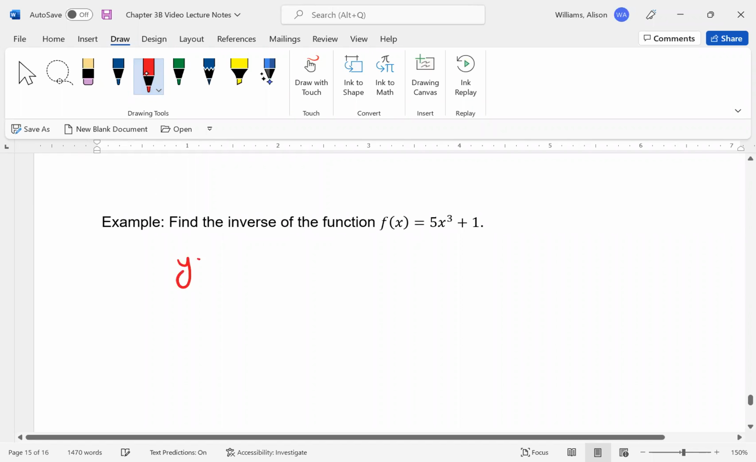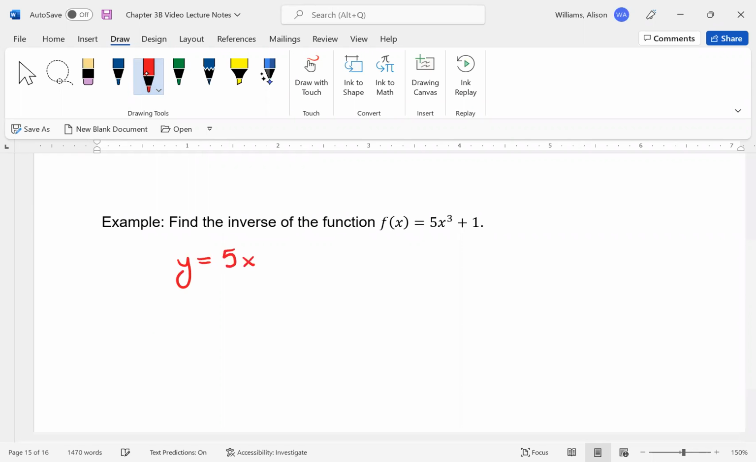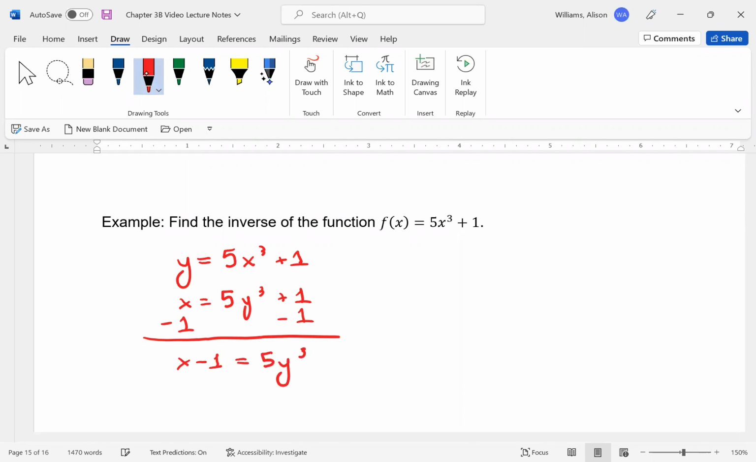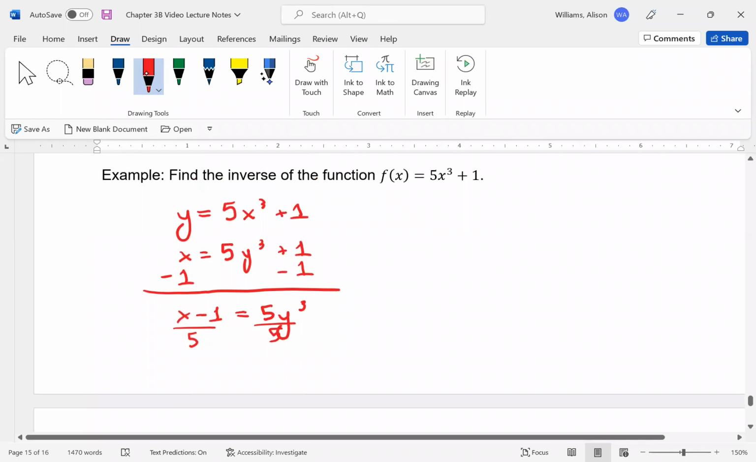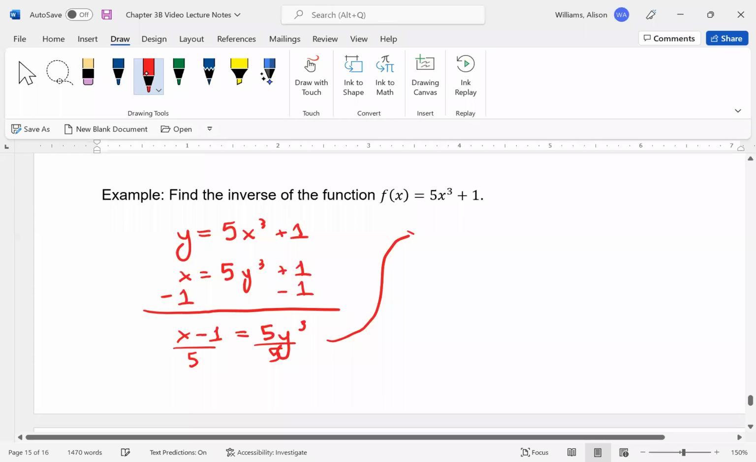So first, making f of x, y, switching x and y, and then solving for y. So that's going to be x minus 1 equals 5y cubed. I'm going to divide by 5. And the way I'm going to do that is I'm going to actually write it as a 1/5.